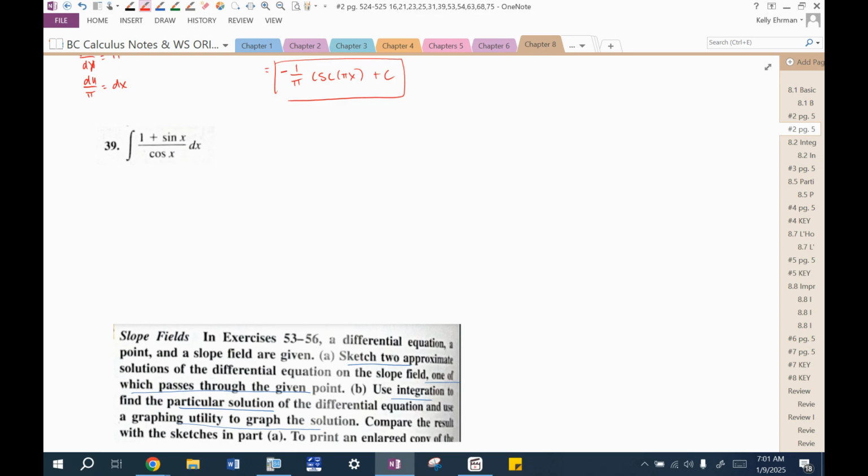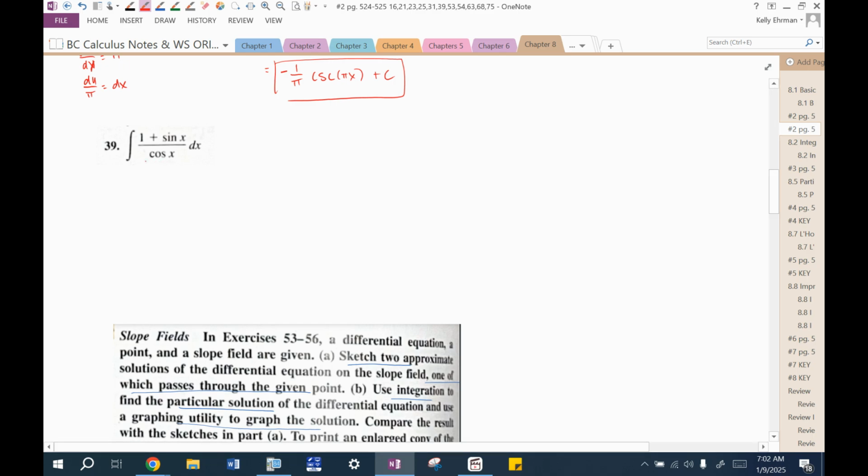Okay, and then 39. For this one, let's see. If I try to do some u sub, I kind of run into a problem, because I guess I could split this up and do the integral of secant plus the integral of tangent, but the integral of secant is one of those tricky ones that I don't know offhand, one of the natural log ones. And I don't think that they would have that version in a multiple choice problem.